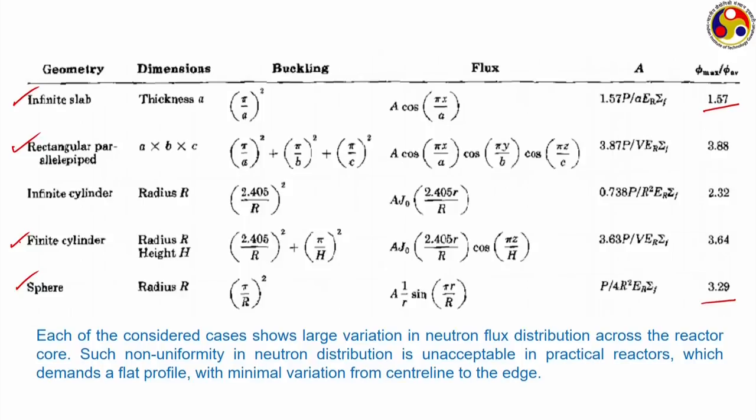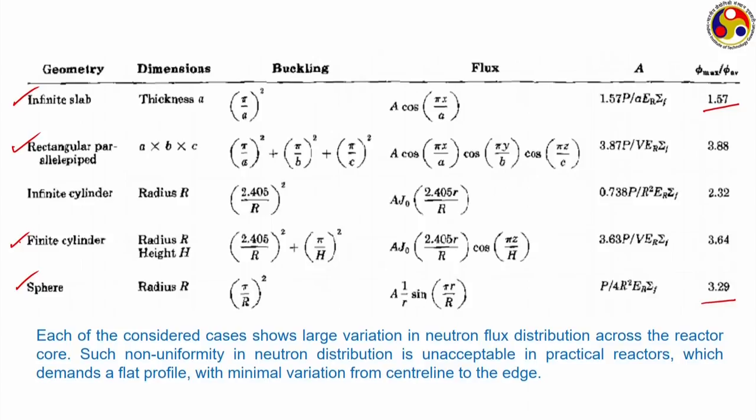and that can cause several other issues. Hence, we must ensure that the neutron flux profile remains more or less flat. While the infinite slab value of 1.57 is quite an encouraging number, it is still a concept only. So, we must ensure that the neutron flux remains flat, so that we can have a uniform distribution of energy received by the coolant over the entire cross section.